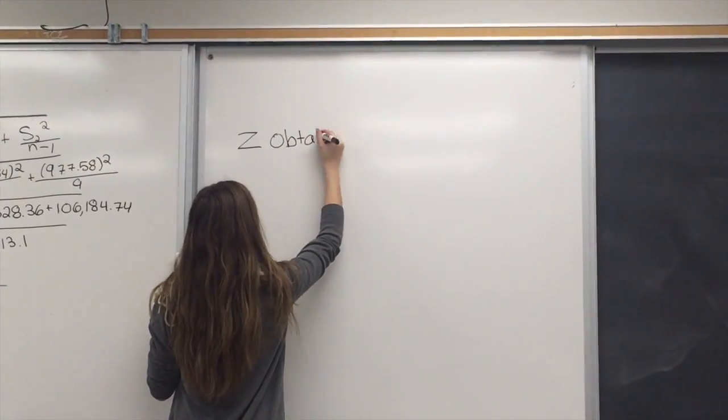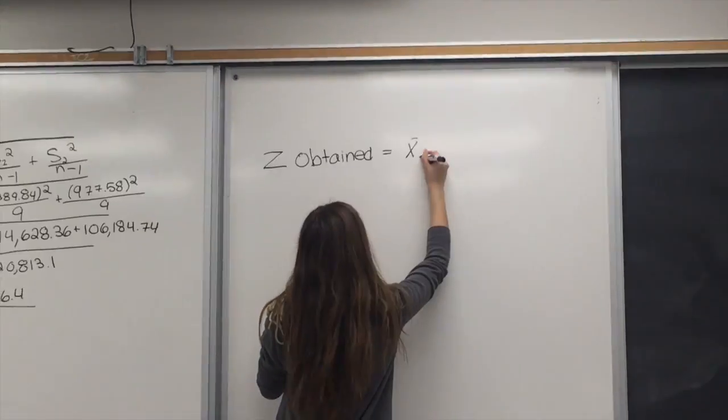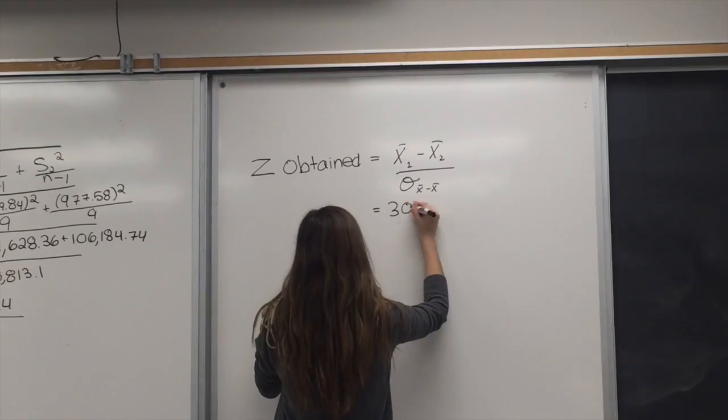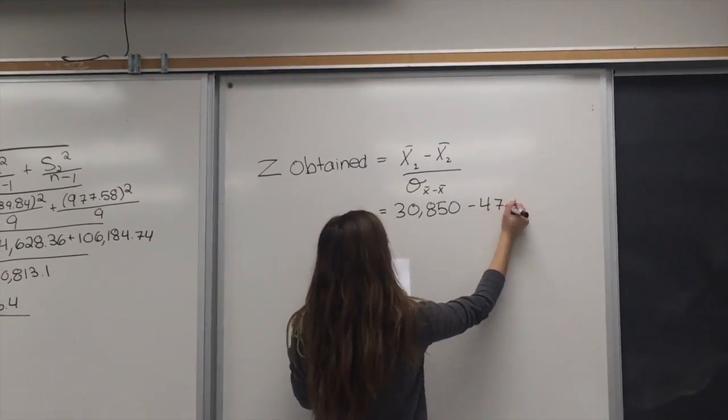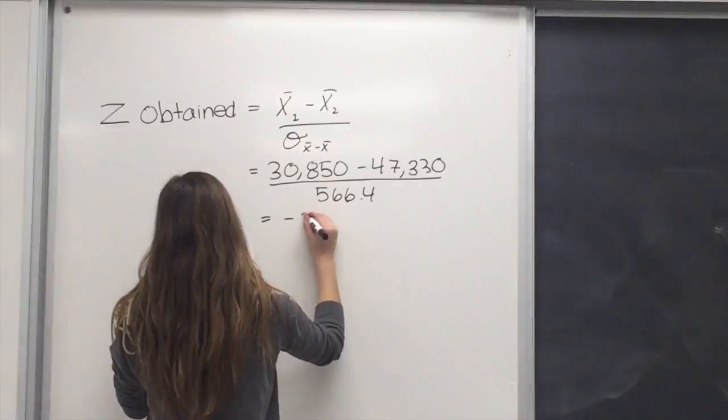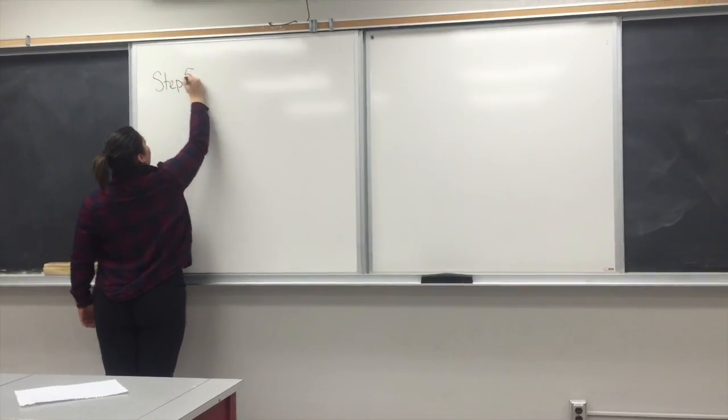Z obtained equals x bar 1 minus x bar 2 all over population standard deviation x bar minus x bar, which equals 30,850 minus 47,330 all over 566.4, which equals negative 29.1.